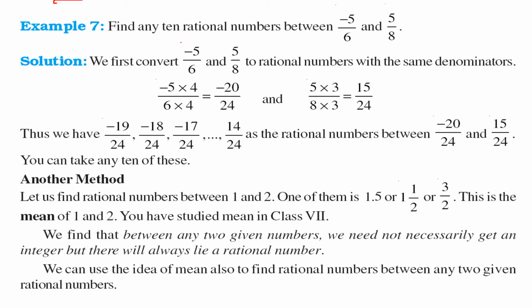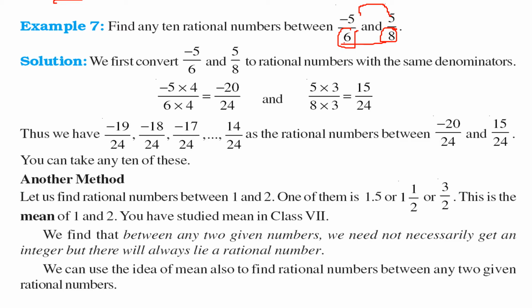You have to find any 10 rational numbers between minus 5 by 6 and 5 by 8. Now the question is that the denominators are not the same. For that you have to make the denominator common. For that, what we will do, you can take the LCM and you can multiply that with the numerator and denominator.